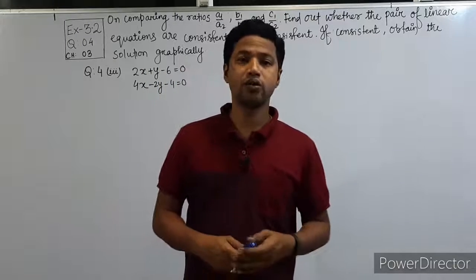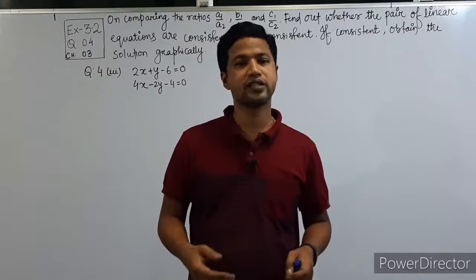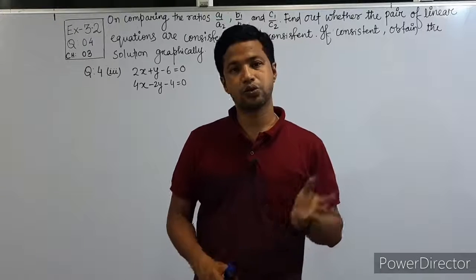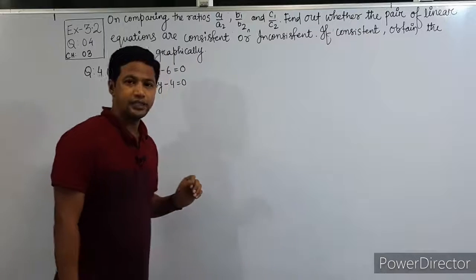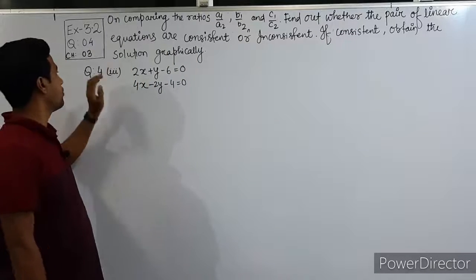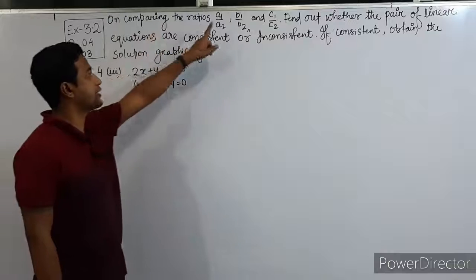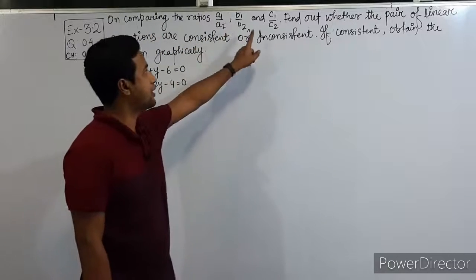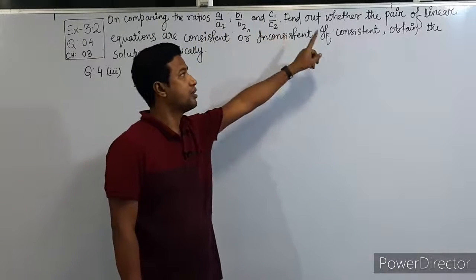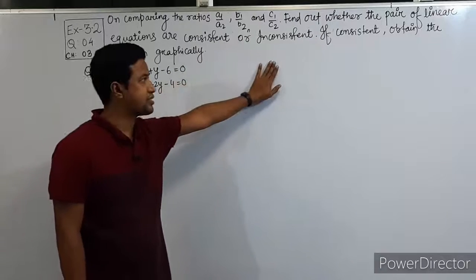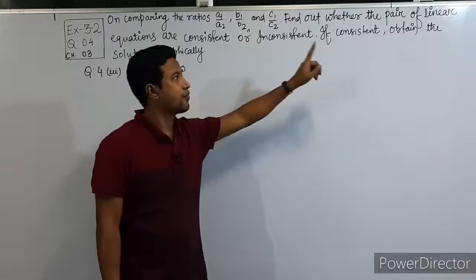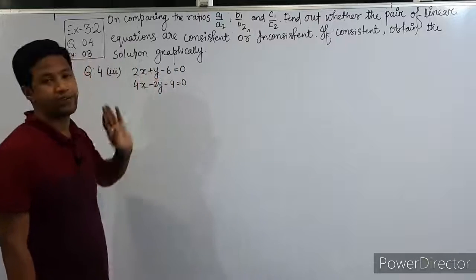So in our previous video we have gone through some question answers of exercise 3.2. Now let's go to question number 4. Just read out the question. What is the question saying? Question number 4 says, on comparing the ratios A1 by A2, B1 by B2 and C1 by C2, find whether the pair of linear equations are consistent or inconsistent. If consistent, then obtain the solution graphically.